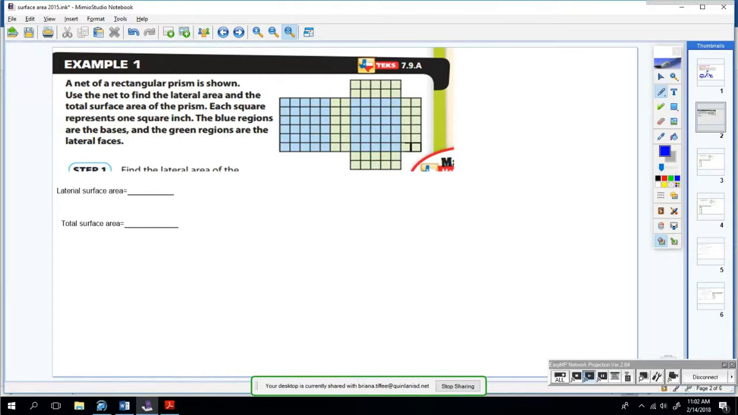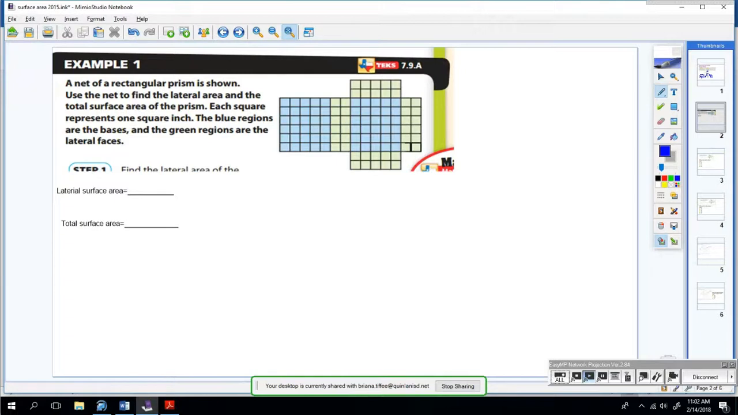A net of a rectangular prism is shown. Use the net to find the lateral area and the total surface area of the prism. Each square represents 1 square inch. The blue regions are the bases, and the green regions are the lateral faces. Okay, on your paper, you don't have the color. So up here, the blue is the base, and the green are the lateral faces.